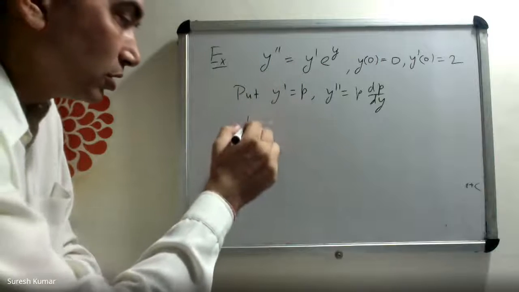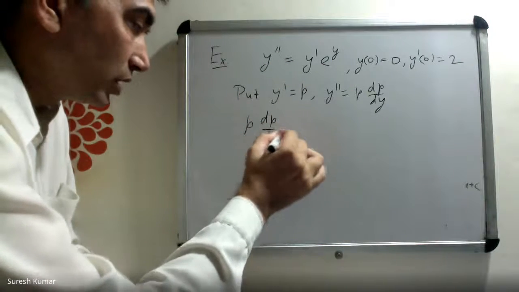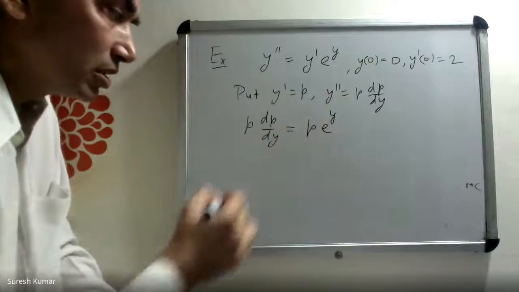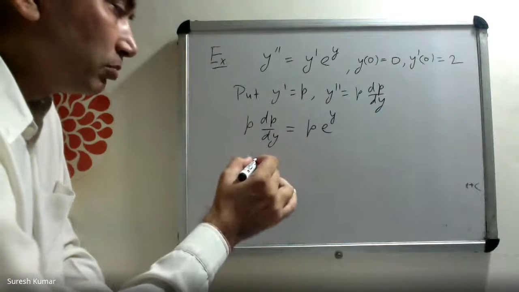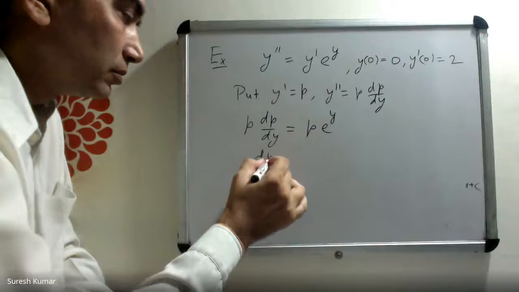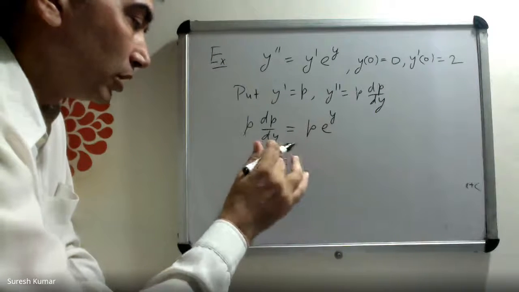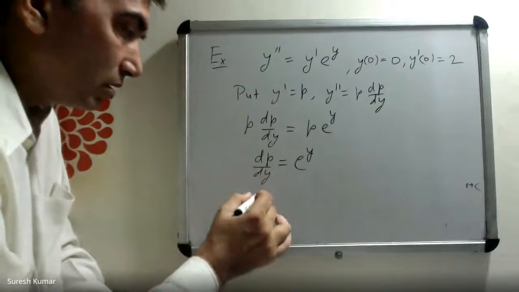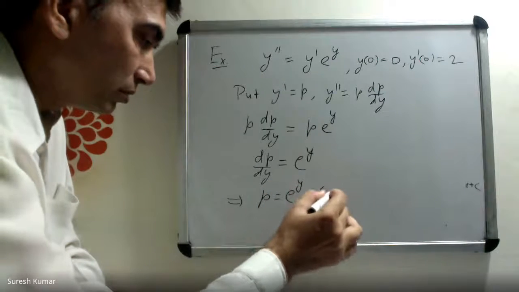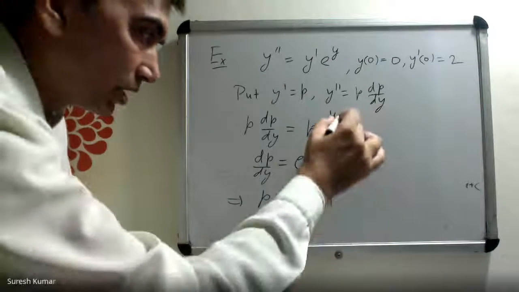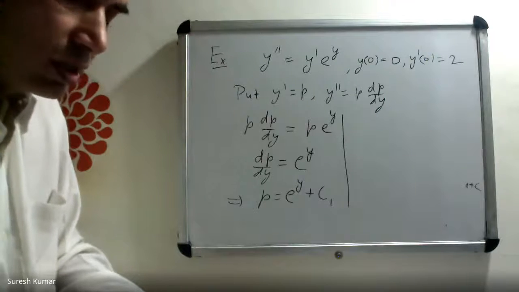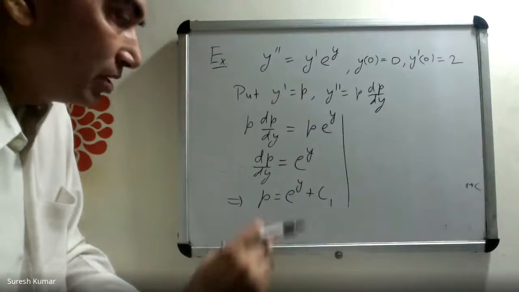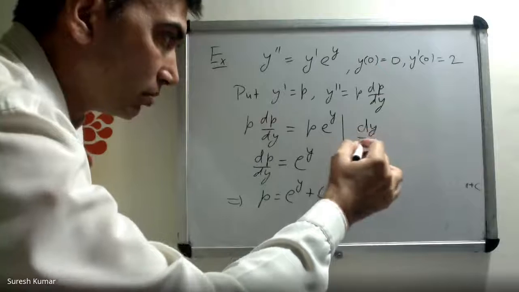If you do this substitution, time is not left, do it quickly. P times dp over dy equal to p times e power y. You see that p is cancelled. So dp over dy equal to e power y. It's easy to integrate. For getting p is e power y plus c1, because you will again do the integration. Then another constant of integration will appear. P is what? Dy by dx.